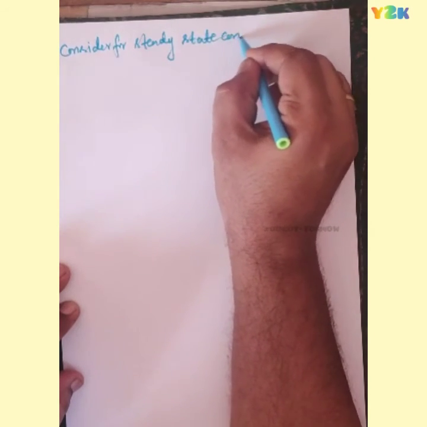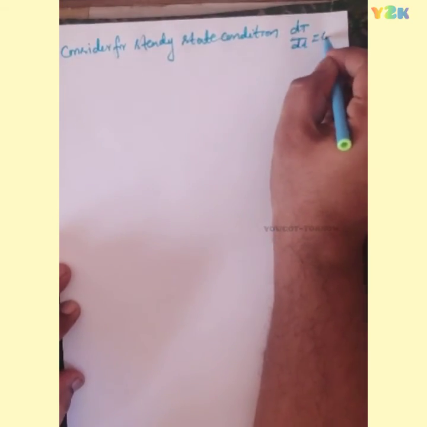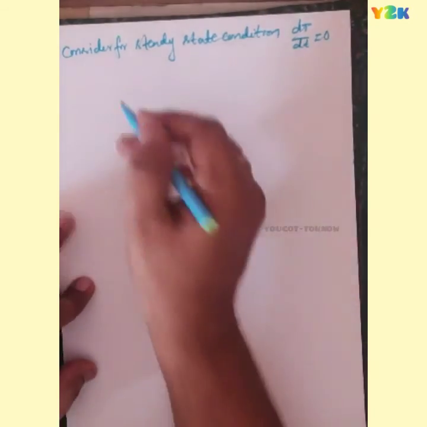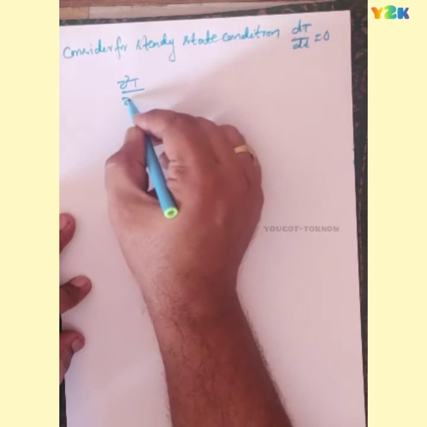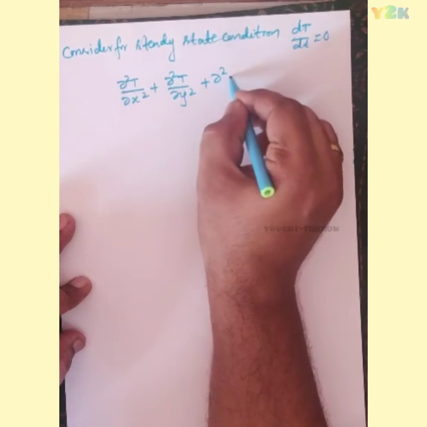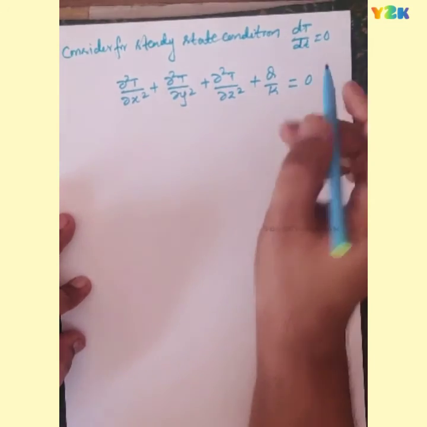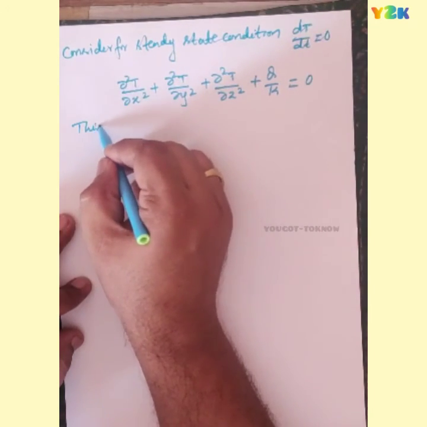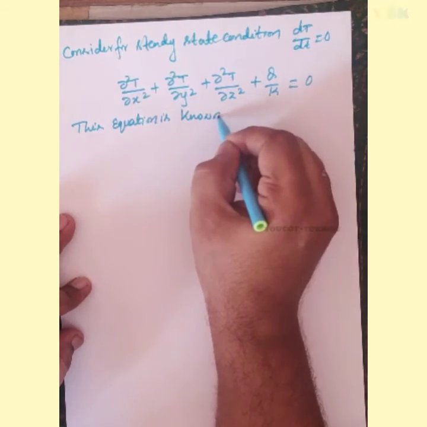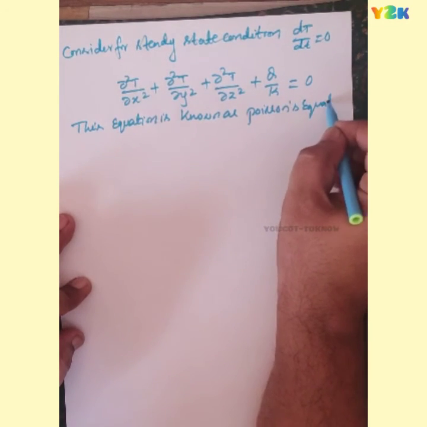Consider the steady state condition. What is the steady state condition? dT by dt will be equal to 0. There is no change in temperature with respect to time. If you consider that, the equation becomes ∂²T/∂x² plus ∂²T/∂y² plus ∂²T/∂z² plus q by k equals 0. This equation is known as Poisson's equation in heat transfer.